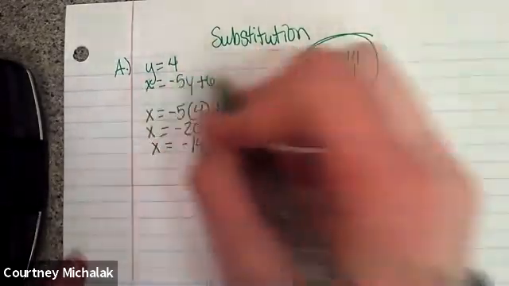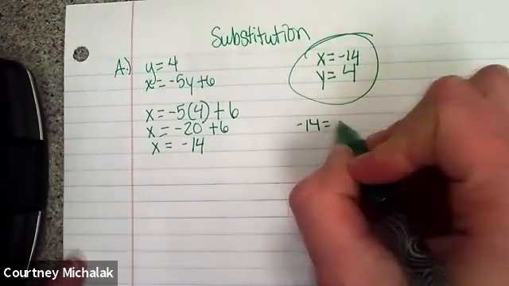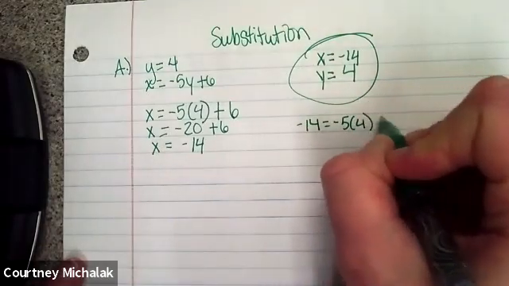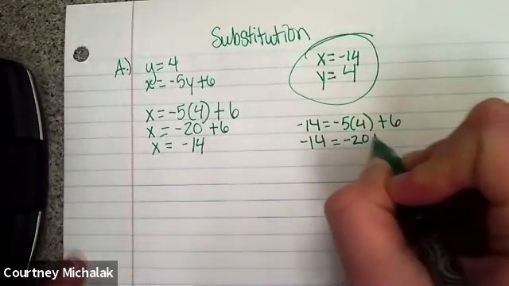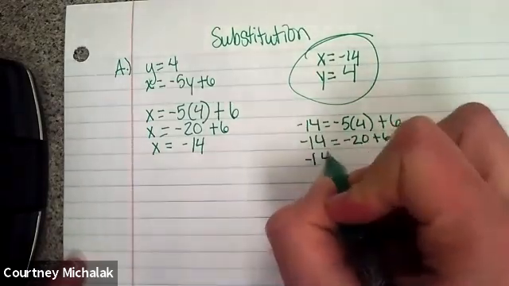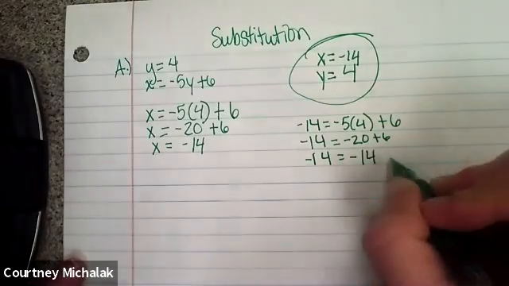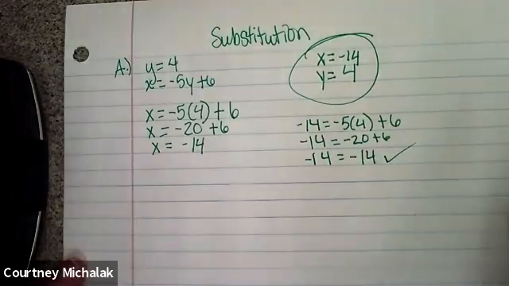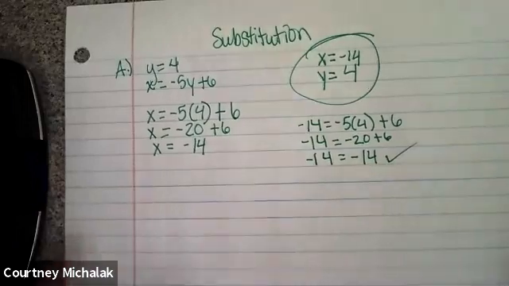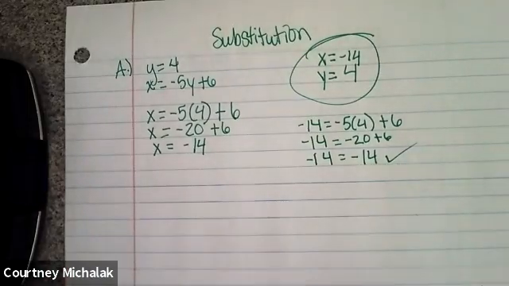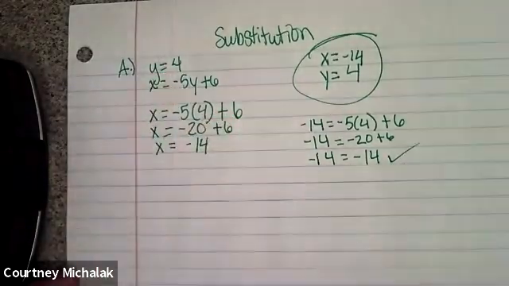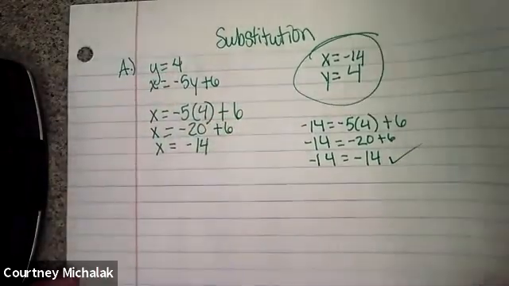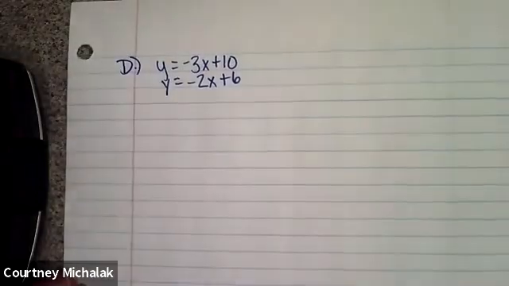If I plug -14 in for x, equals -5 times 4 plus 6, I do in fact get a true statement. I got the right answer. So x would be -14 and y is equal to 4. So that's the first type of system, where one of the variables is given to us as a numerical value.